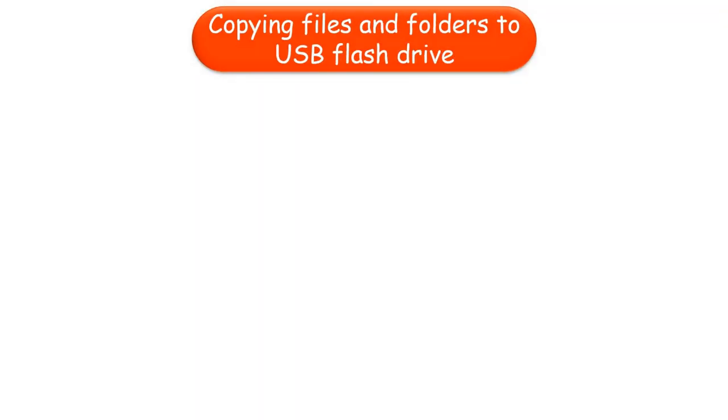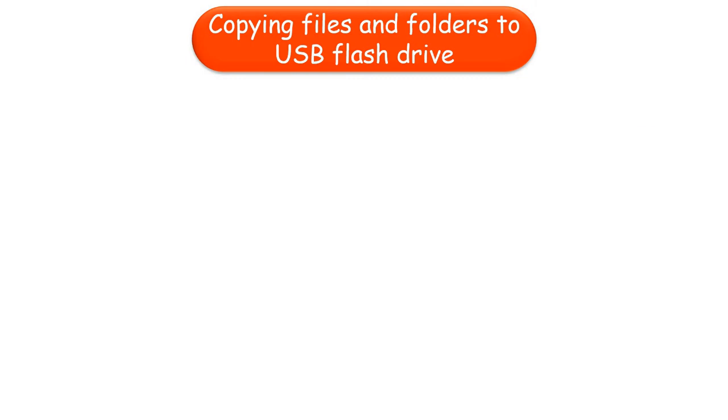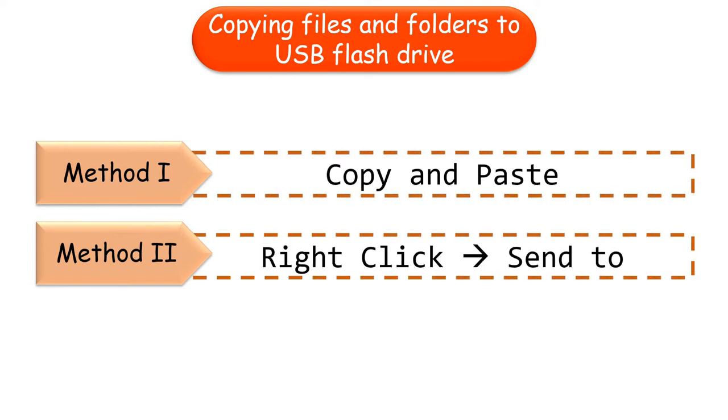Next topic is copying files and folders to a USB flash drive. So a USB flash drive means it is actually a pen drive. Here I have inserted a pen drive in my system. You can see the icon for the pen drive. In order to copy files from my system to the pen drive, there are two methods. One is the copy and paste method. Another is the right click and send to option.